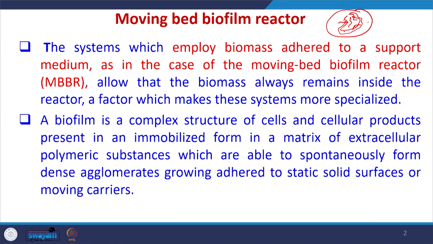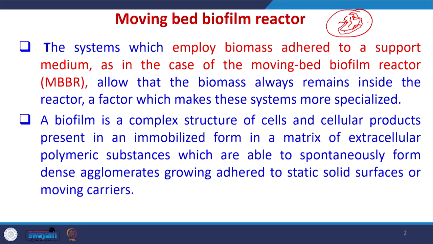Since the density of the supporting medium along with the biofilm grown on it is small, this system can move inside the reactor. The biofilm which grows on this support is a complex structure of cells and cellular products, present in an immobilized form in a matrix of extracellular polymeric substances, which are able to form dense agglomerates, growing and getting attached to static solid surfaces or moving carriers. So, this biofilm is grown on these moving carriers, and these moving carriers move inside the reactor.